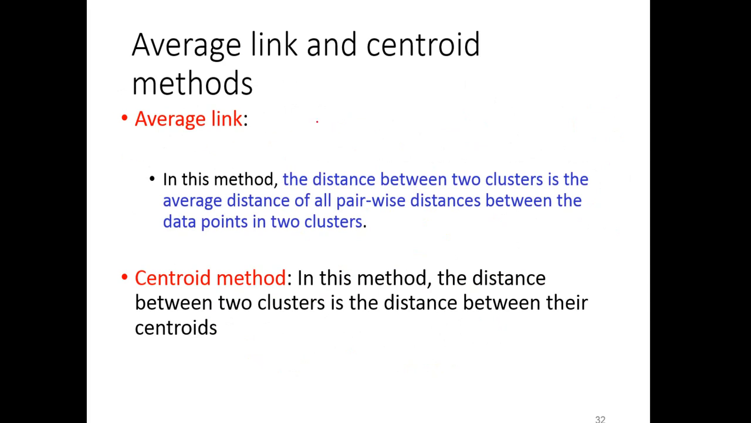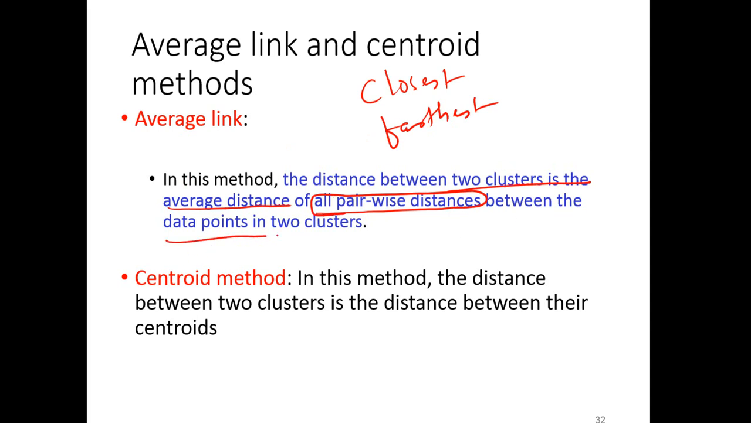Average link is just averaging it out. Instead of taking the extreme points, whether it's closest or farthest, in average link, the distance between two clusters is the average distance of all pairwise distances. This is to be kept in mind. All pairwise distances between the data points in two clusters.